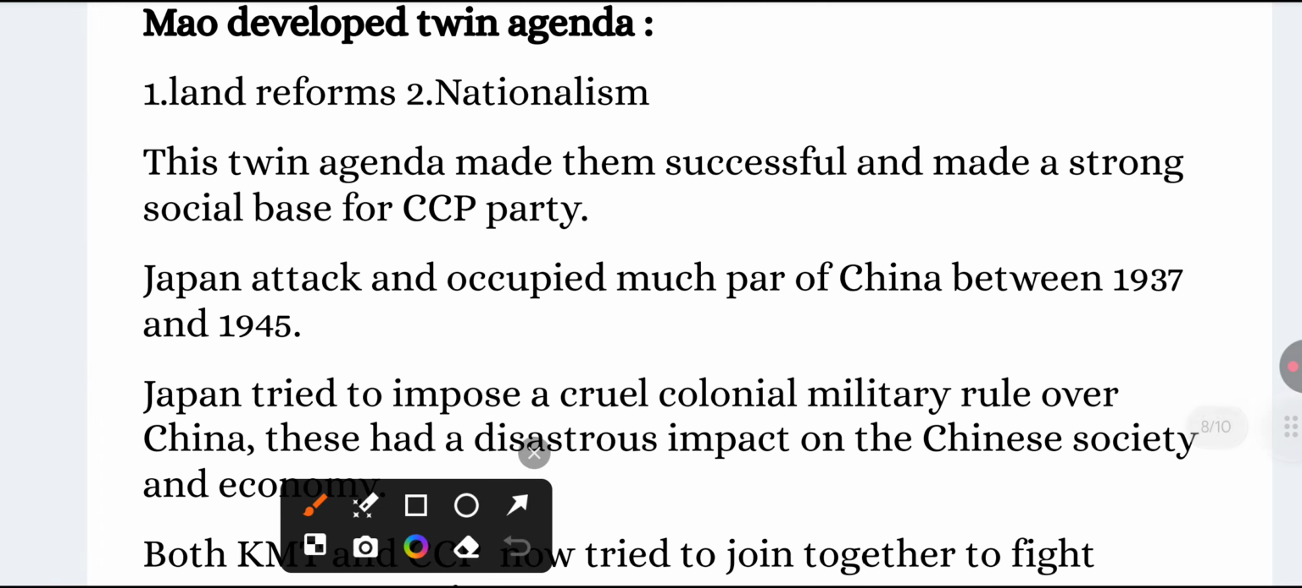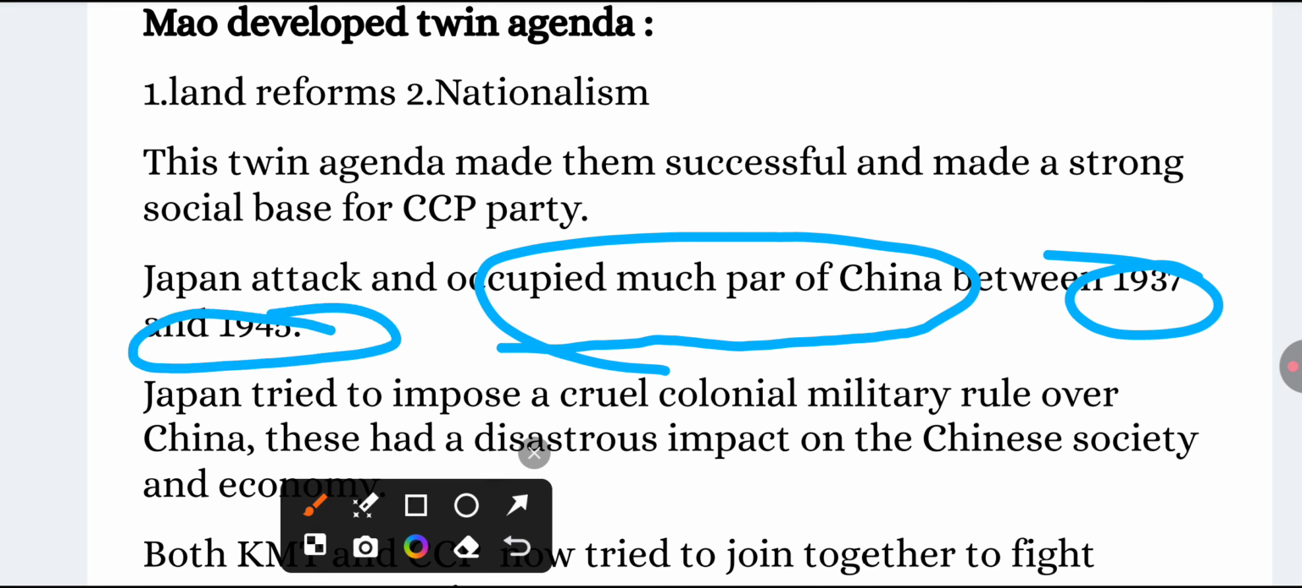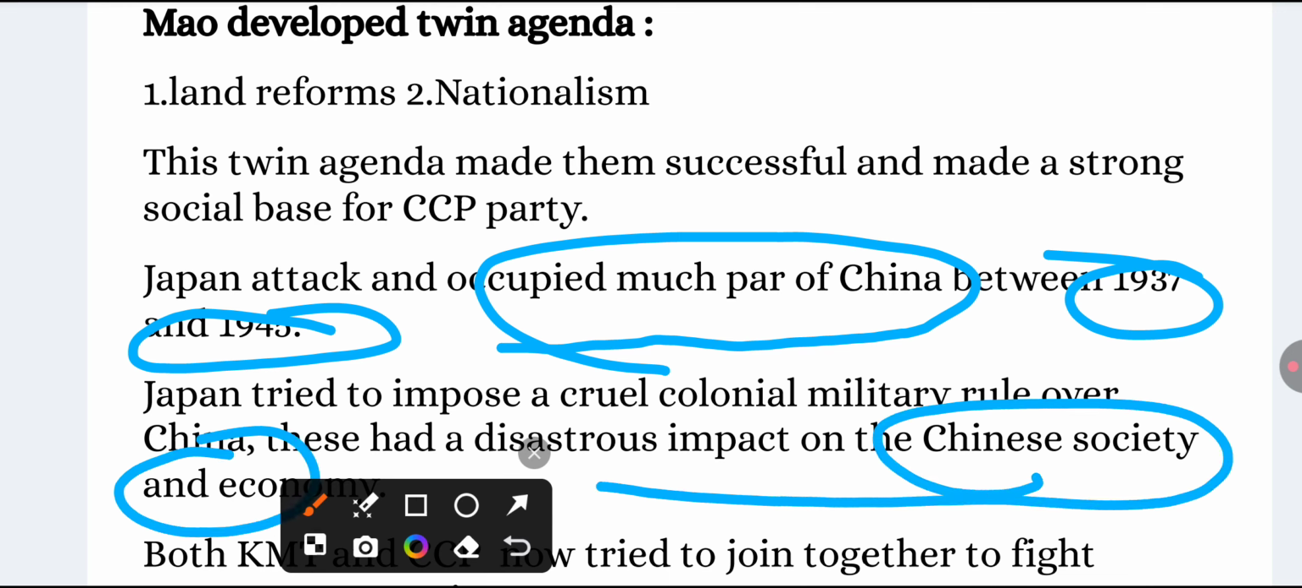Japan attacked China and occupied much of China between 1937 and 1945. Japan tried to impose cruel colonial military rule over China. These had a distressing impact on Chinese society and its economy.